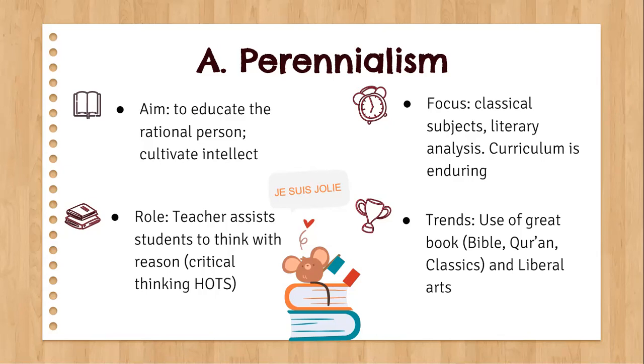So first we have the aim. We have perennialism. Its aim is, of course, to educate the rational person. When the rational person is being educated, we are talking about perennialism. Perennialism: rational person, cultivate intellect. Remember that for a while.